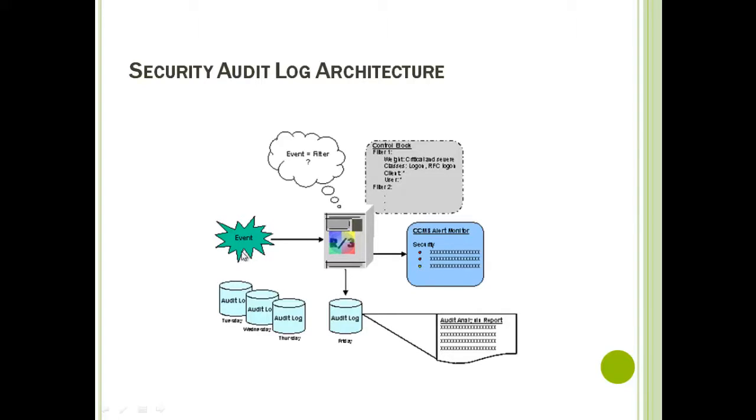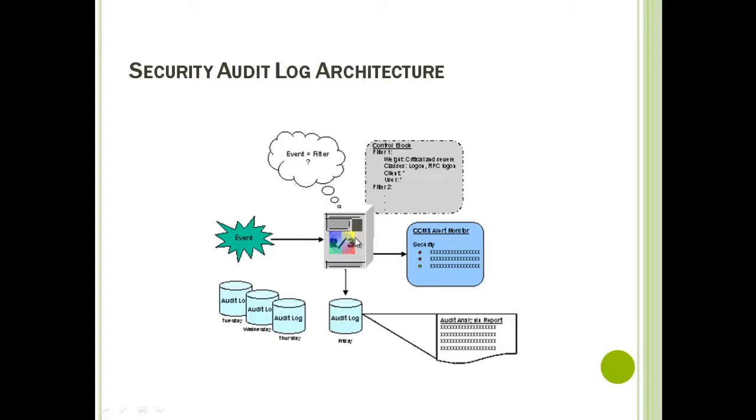As I said, whenever an event occurs, it will be sent to the SAP. So SAP, based on the filter, if this is required to be logged, will send the trigger to the audit log and it will save the log in the operating system. Each application server will have an audit log file. From this audit log file, the CCM alert will read this file and make the alert mechanisms.